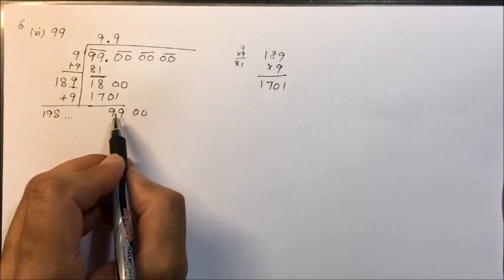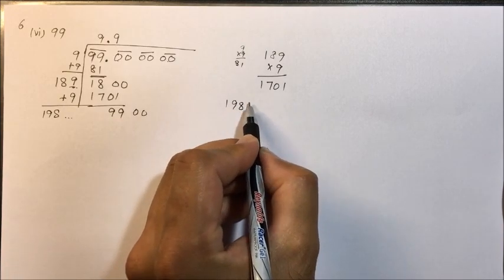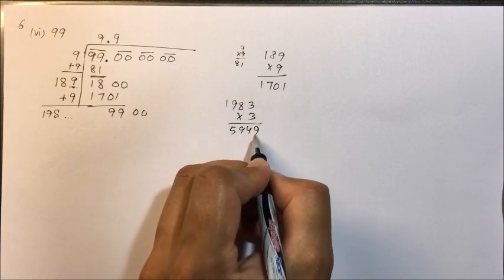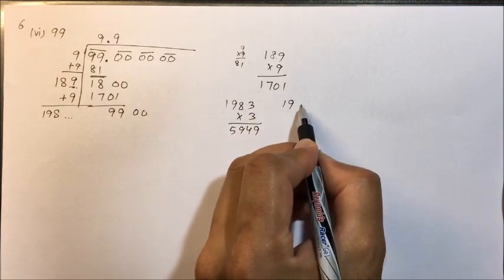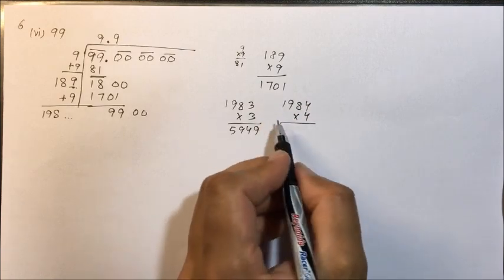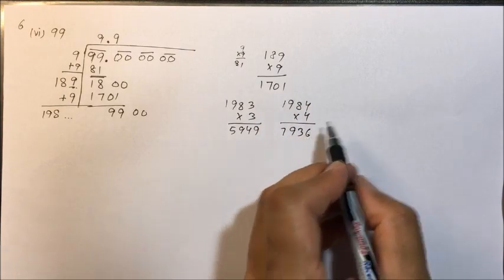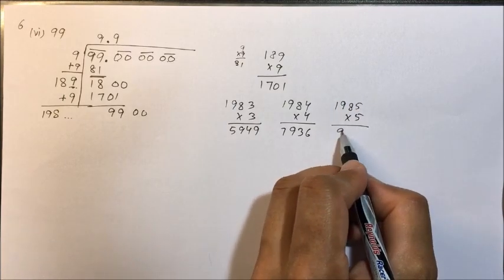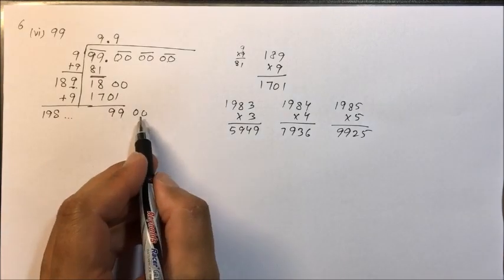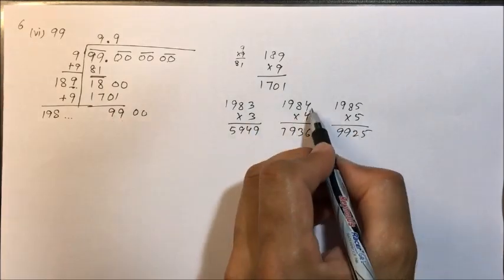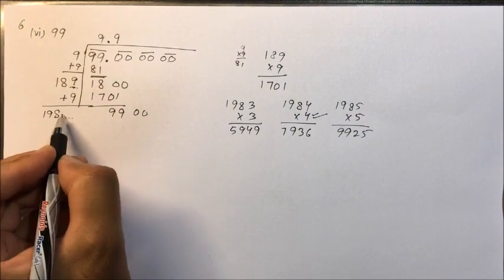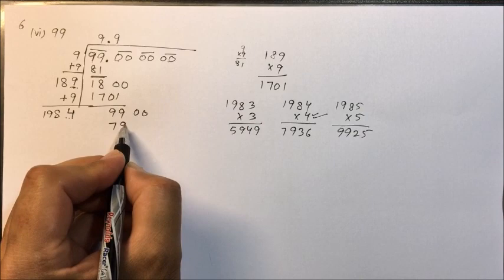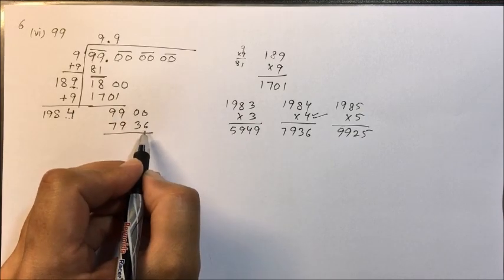So check with 3 first. 1983 into 3. We are getting 5949. Check with 4. 1984 into 4. We are getting 7936. Check with 5. 1985 into 5, 9925. This exceeds this number, so we go with 4. 1984, and it will be 7936, and we subtract them.